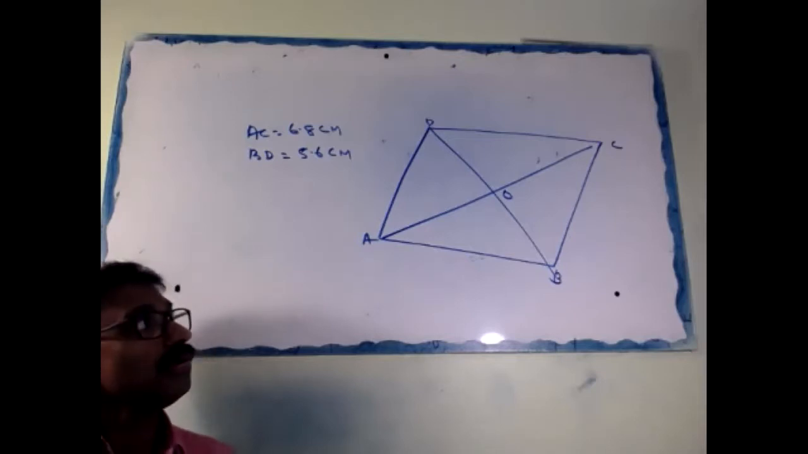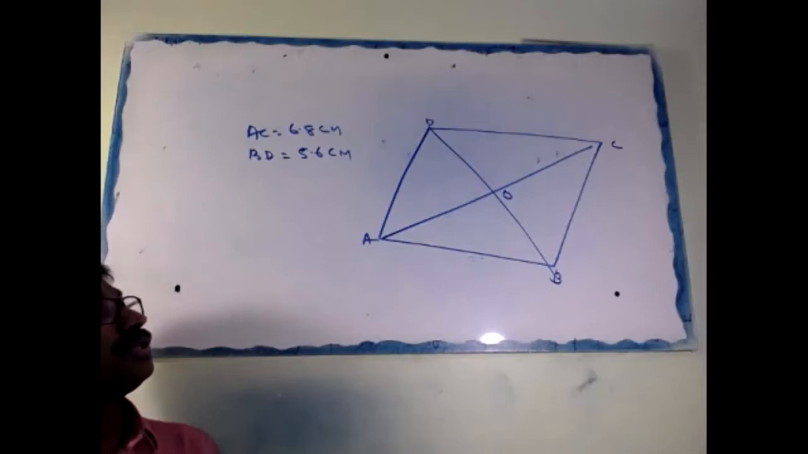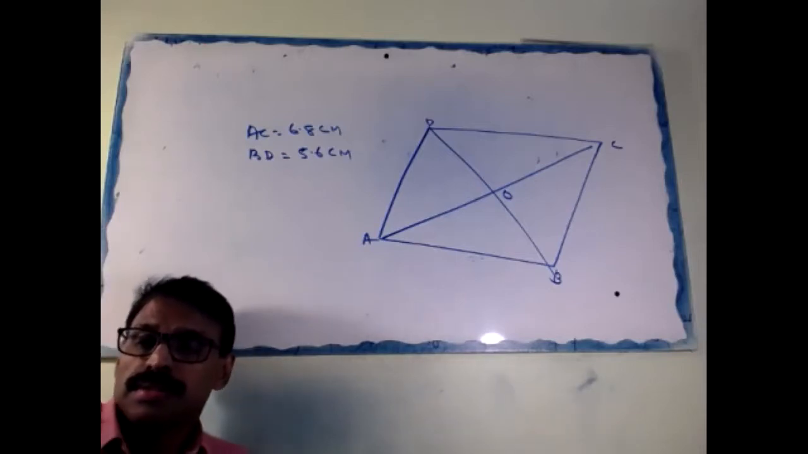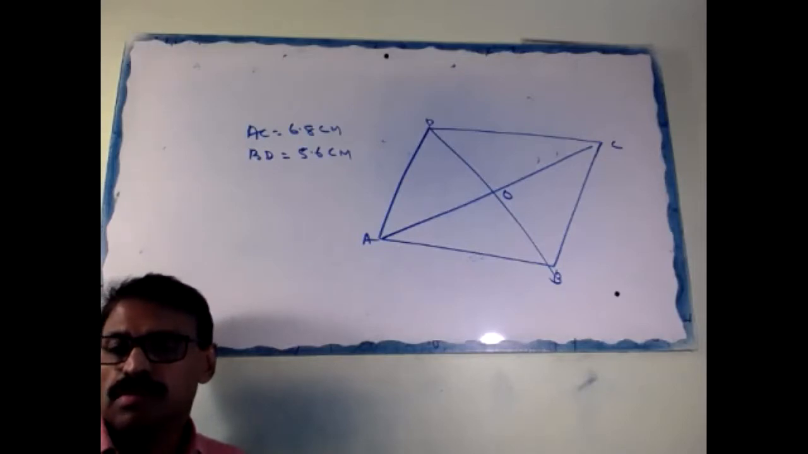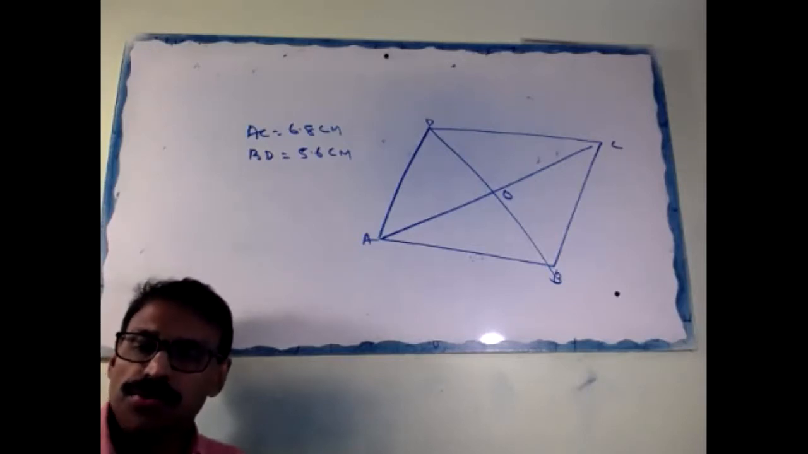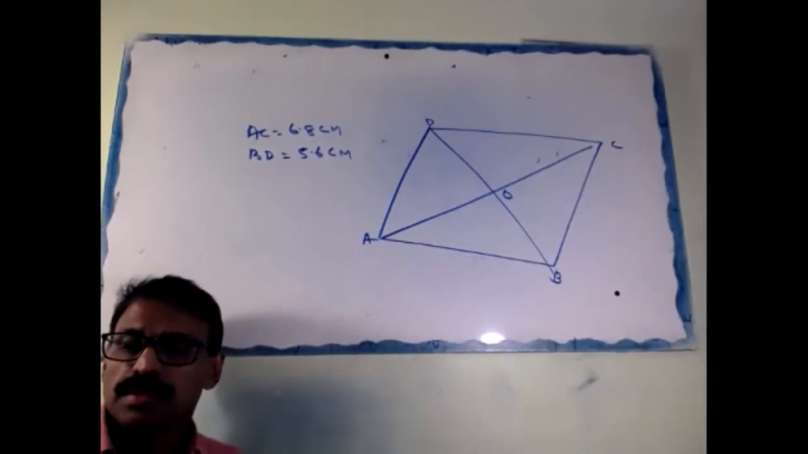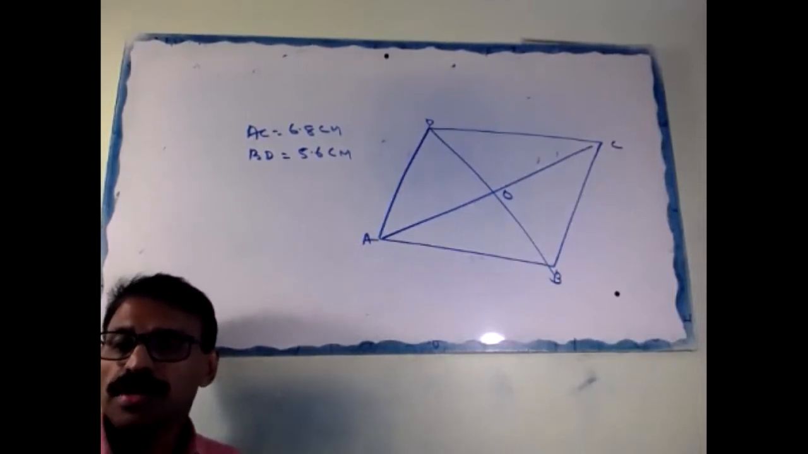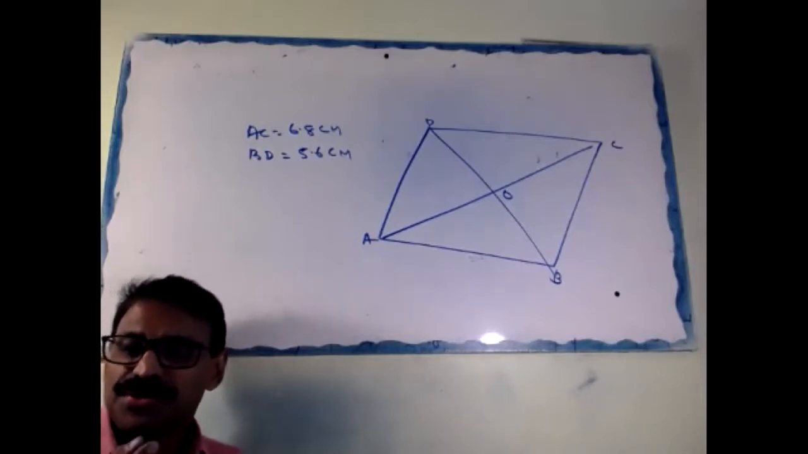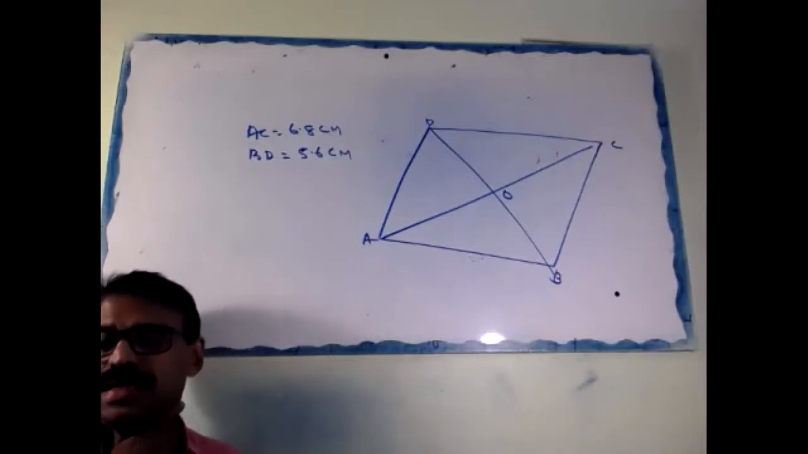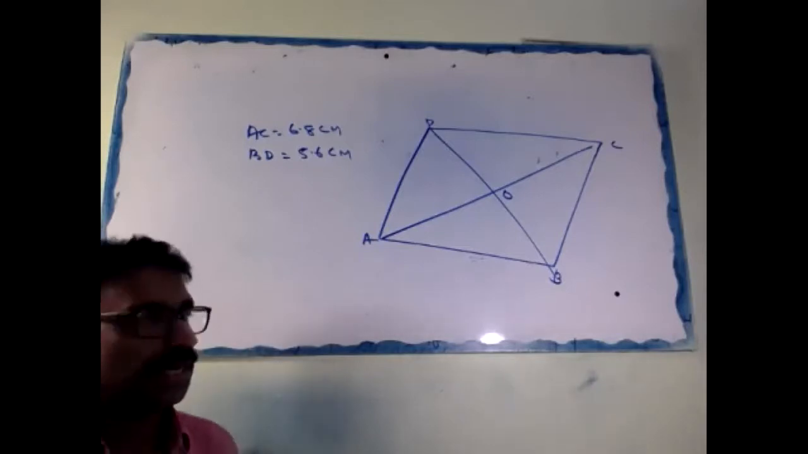How did you get 3.4? Sham, answer that. How did you get 3.4? Come on, first. Yes, half of AC. No, OC is equal to half of AC. Correct or no?